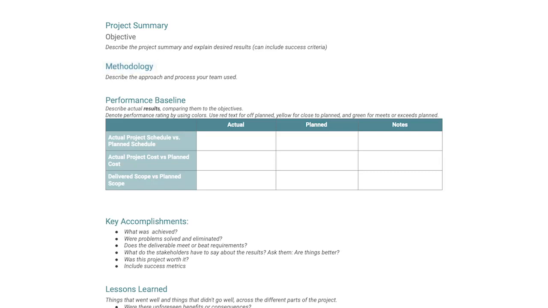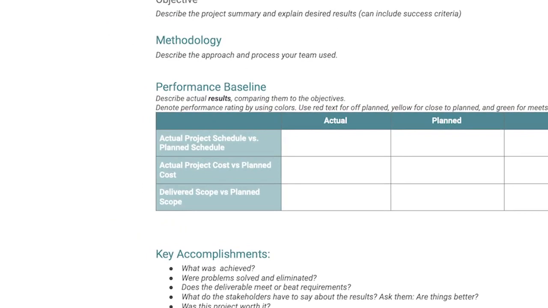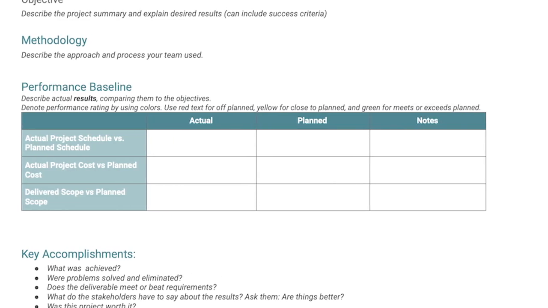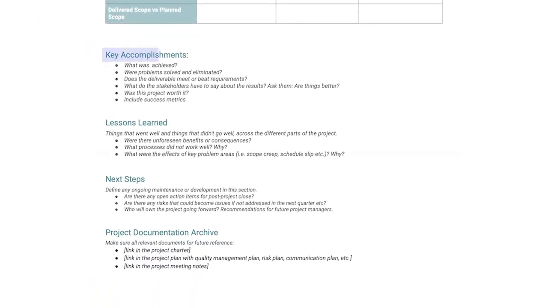One of the most important aspects of the closeout report is the performance baseline. Here, you'll describe the actual results and compare them to the objectives laid out in the planning and execution phases. You'll compare specifications like actual project schedule versus planned project schedule, actual project cost versus planned project cost, and planned scope versus delivered scope. There's even a handy notes column so you can explain any discrepancies or issues that arose. The remaining sections are key accomplishments and outcomes, lessons learned, next steps, and project documentation archive.